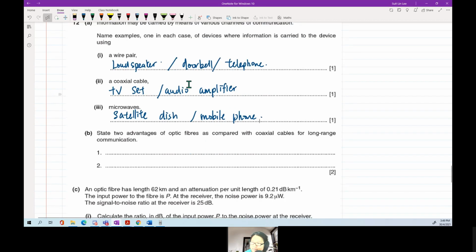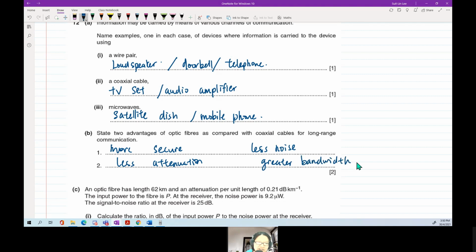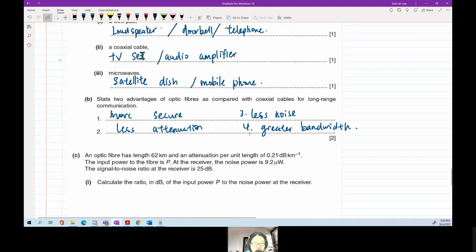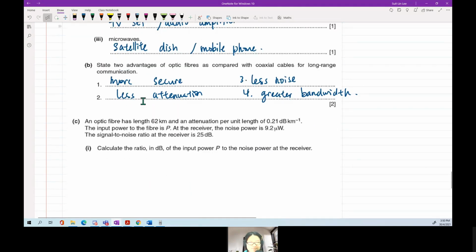Advantages of optic fiber. Okay, more secure. Always get mark one. The more advanced wires is more secure. Less attenuation. Okay, done. Finish. What else can you write? Less noise, greater bandwidth. Can stream Netflix. Can watch football live when football was still a thing before COVID.